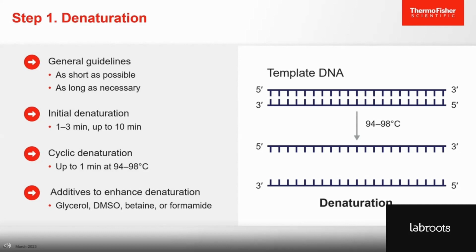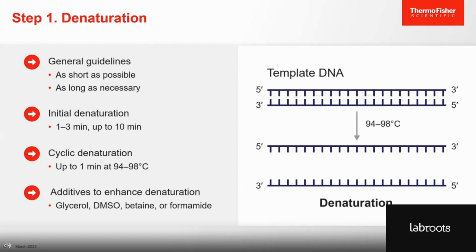Within the whole cycling program, there are two types of denaturation steps: the initial denaturation, which happens just once, and the cyclic denaturation as a part of every cycle. The initial denaturation often needs to be longer, especially when it's also used to activate the hot start enzyme. The general recommendation for cyclic denaturation is 30 to 60 seconds, but it depends on the polymerase used and on your DNA template. A few additives like glycerol, DMSO, and such can be added to make this more efficient if necessary.